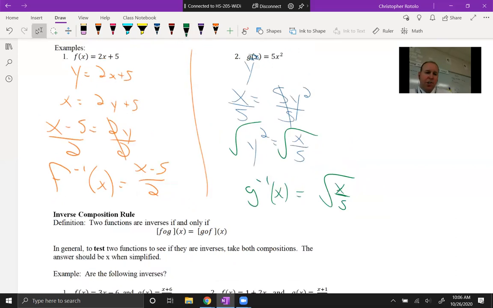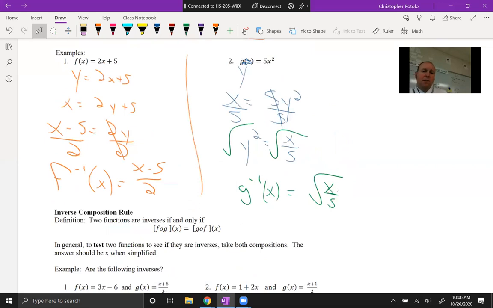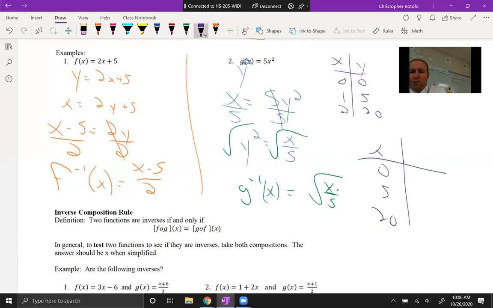Now, if I really want to check with either of these, what I can do is just make a table, right? 0, 1. Maybe put a 2 in here. So if I use the original, 0 squared, I'm going to get 0. If I put 1 in, 1 squared is 1, I get 5. 2 squared is 4, so I get 20. So that means in this table, 0, 5, 20 as the x value has to turn into 0, 1, 2.